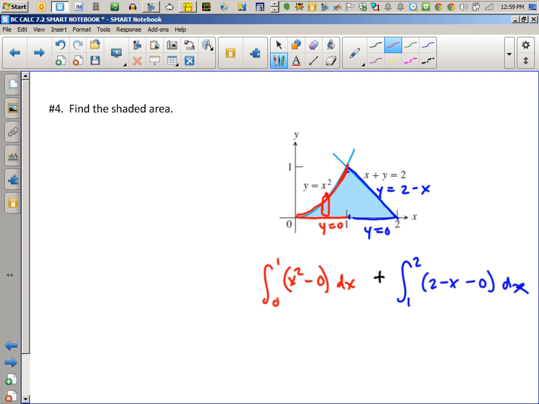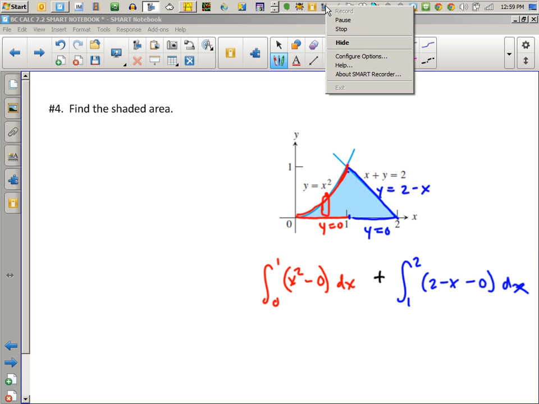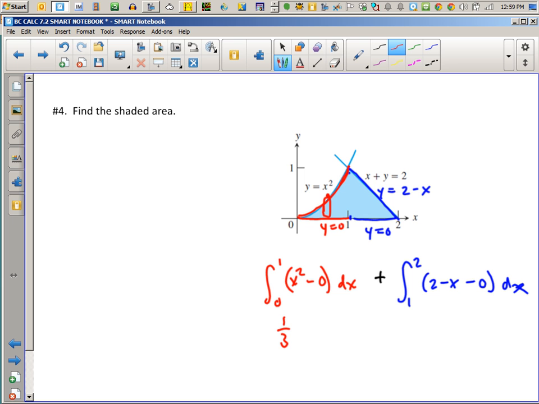Antiderivatives were easy, right? 1/3 x cubed, that stuff's not hard. And you're only plugging in 1s and 2s and 0s. Not too stressful. When you do it right and left, you have to isolate x. Yes, you do. You need x as a function of y. That's right.